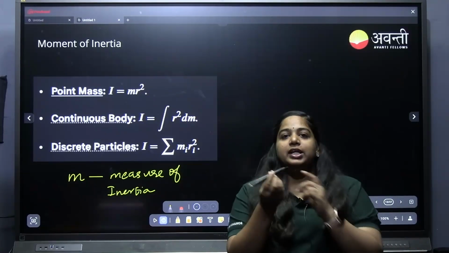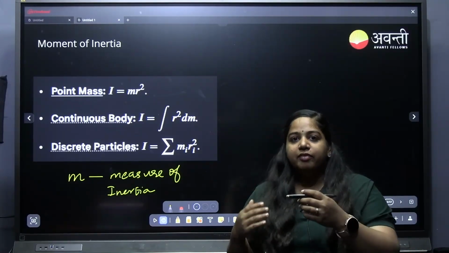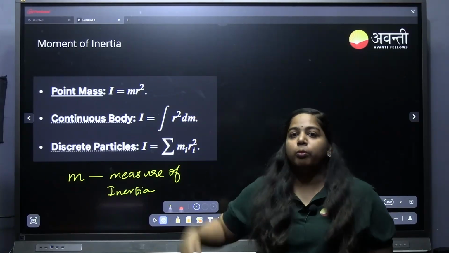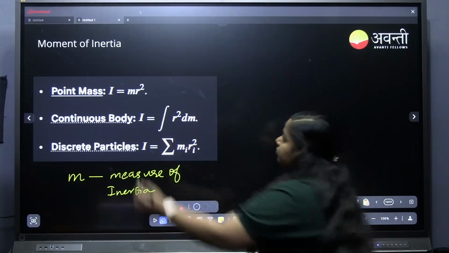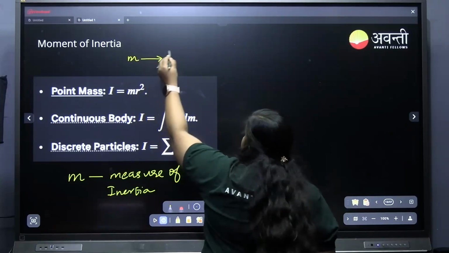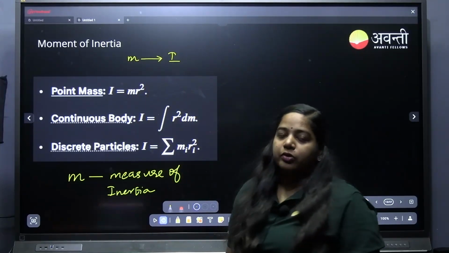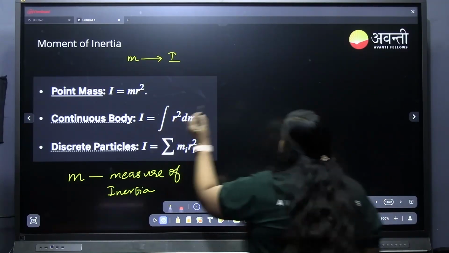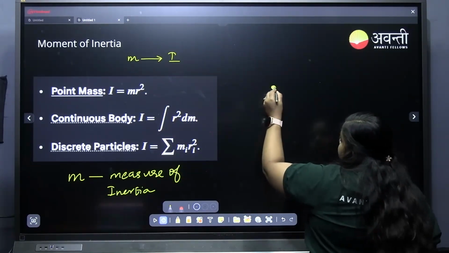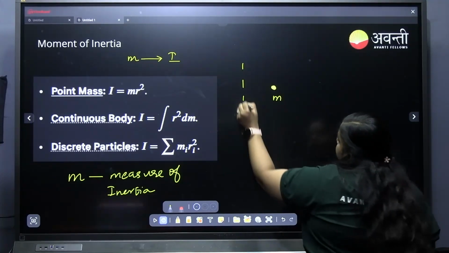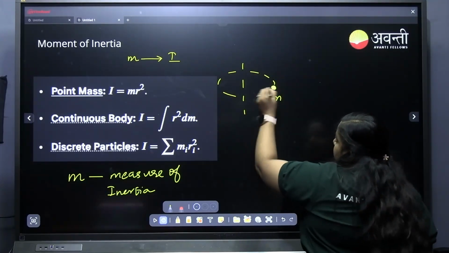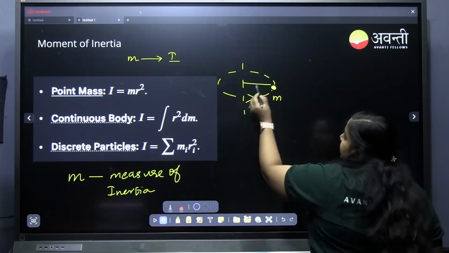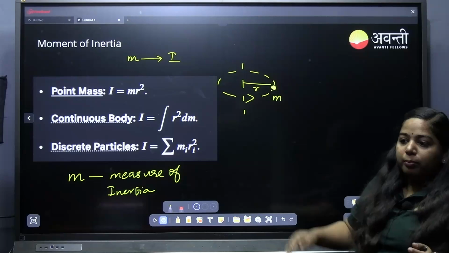Now when it comes to rotational motion, there will be a hindrance for any object to rotate. That hindrance is called moment of inertia. Okay, so m in linear motion will become I in rotational motion. I is moment of inertia. And what is moment of inertia? Imagine that one particle m is rotating about this axis. It is at r distance.